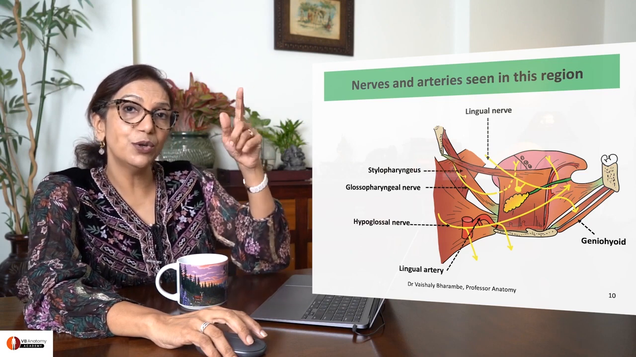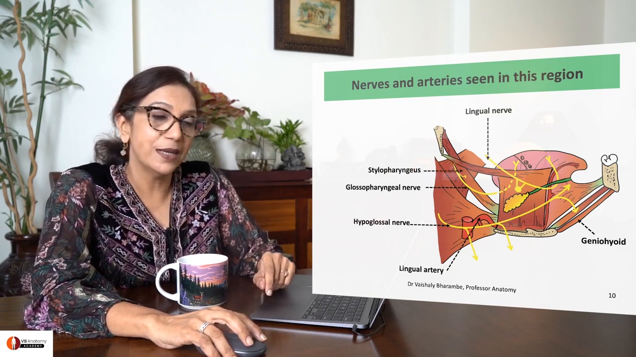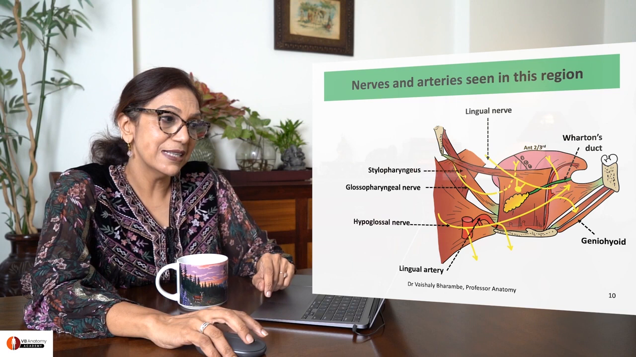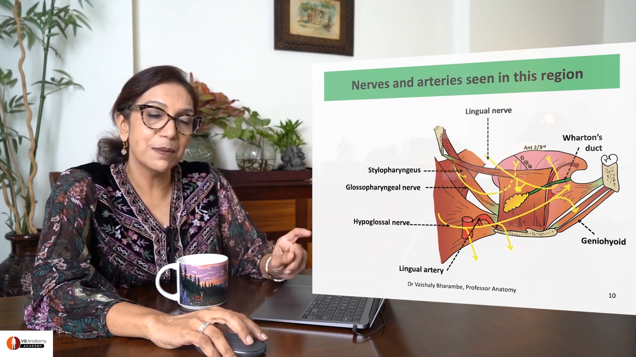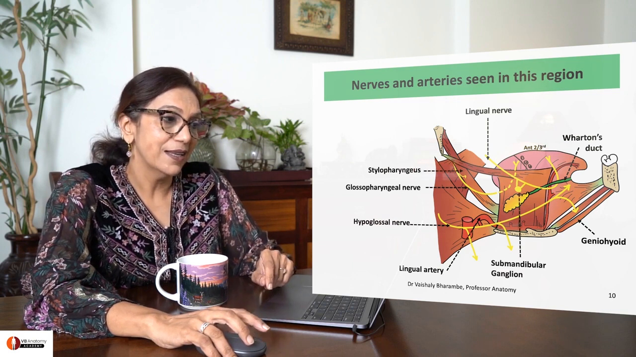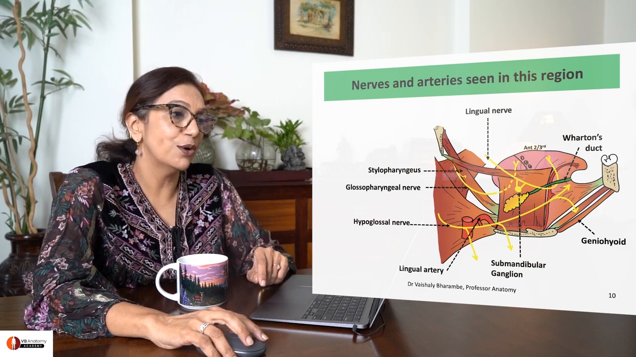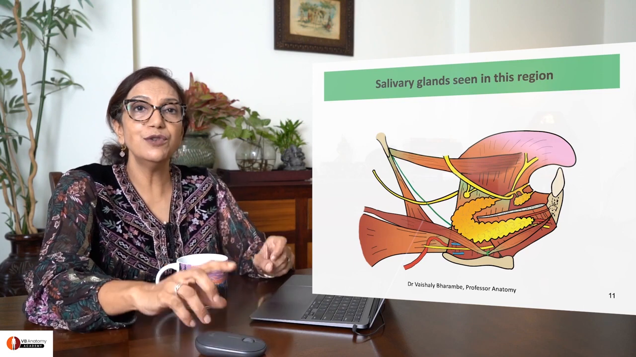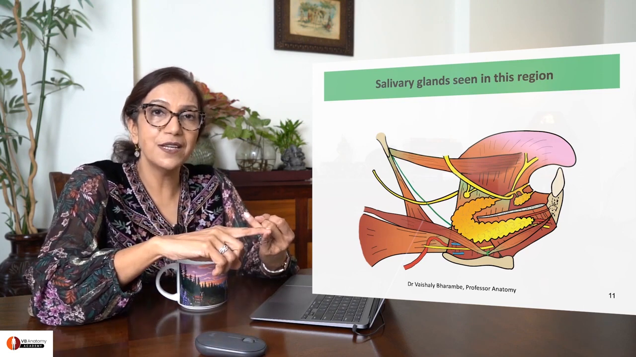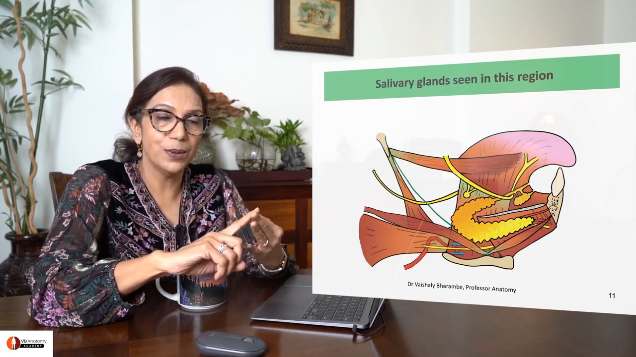Also present from the top forming a loop is your lingual nerve, from which is suspended the submandibular ganglion, and it finally goes and supplies the anterior 2/3 of tongue. So the nerves you saw were three: glossopharyngeal, hypoglossal, and lingual.